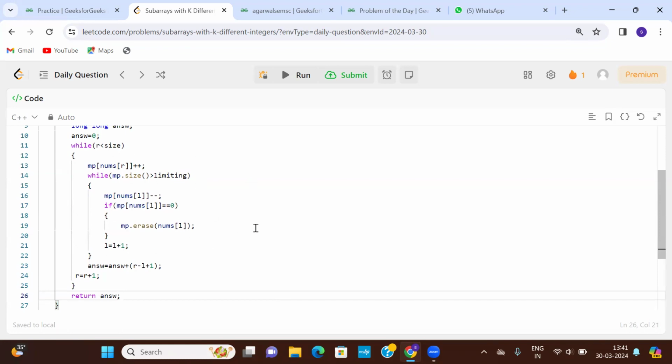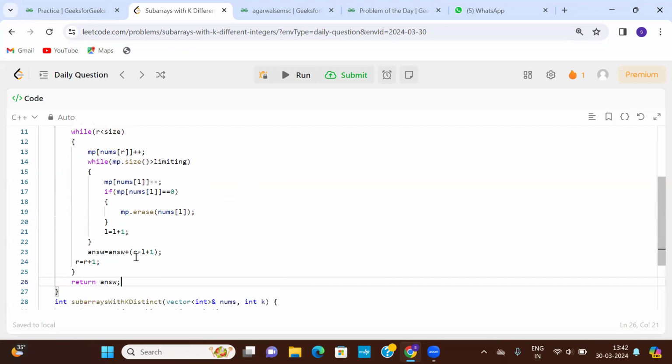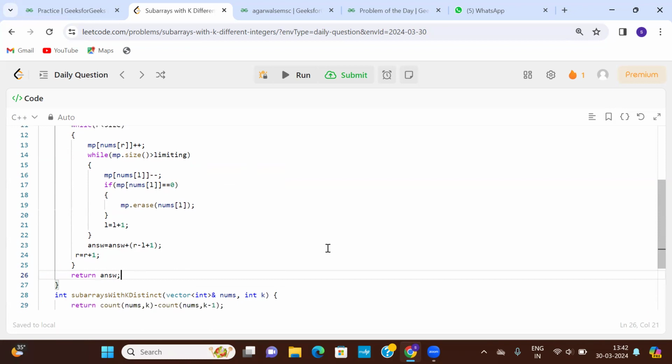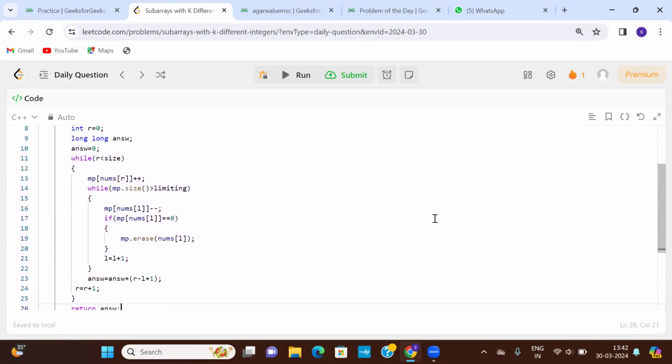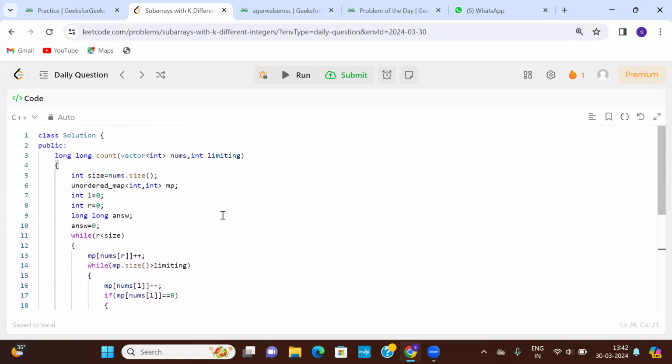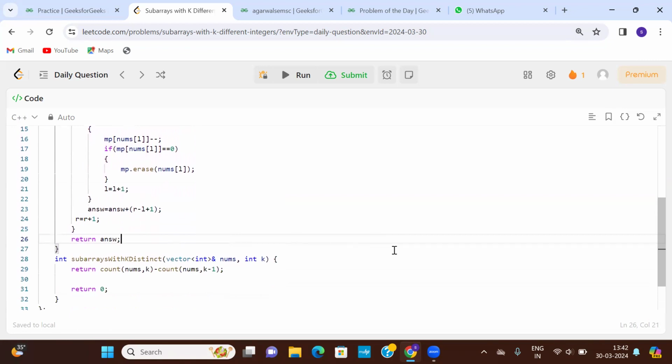This loop will continue till I get the number of distinct integers lesser than or equal to my limit value. I will do answer equals answer plus R minus L plus 1. R minus L plus 1 is the size of that particular subarray or window, which I am referring to, and I will increment the R index. Once this loop gets completed, in my answer variable all those subarrays will be present in which the number of distinct integers is lesser than or equal to this limit variable. And I will return this answer.